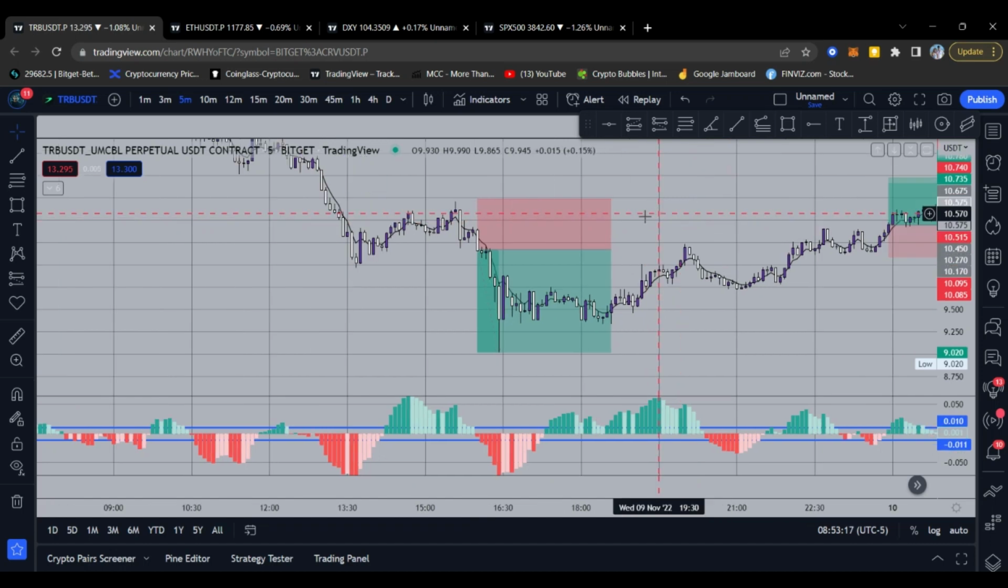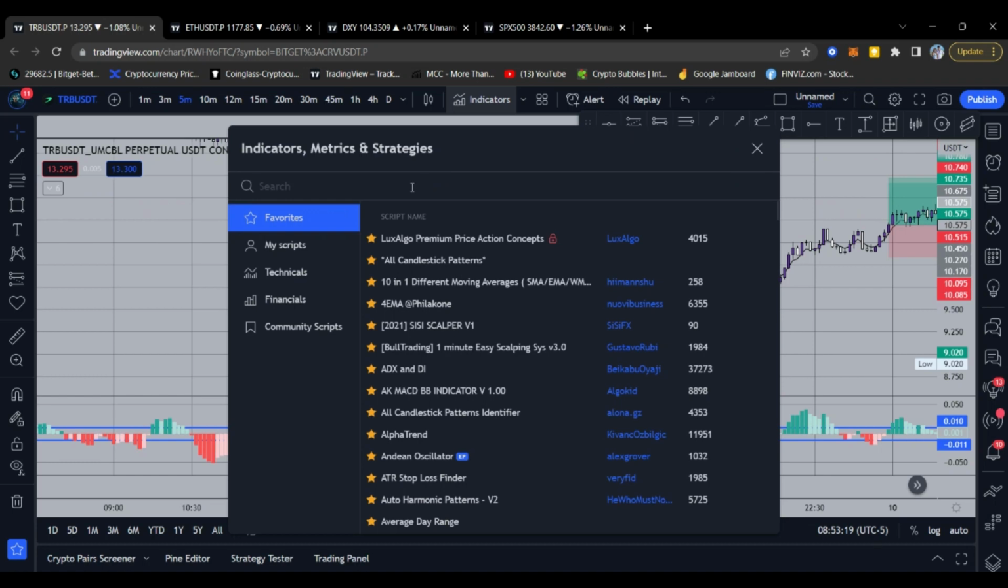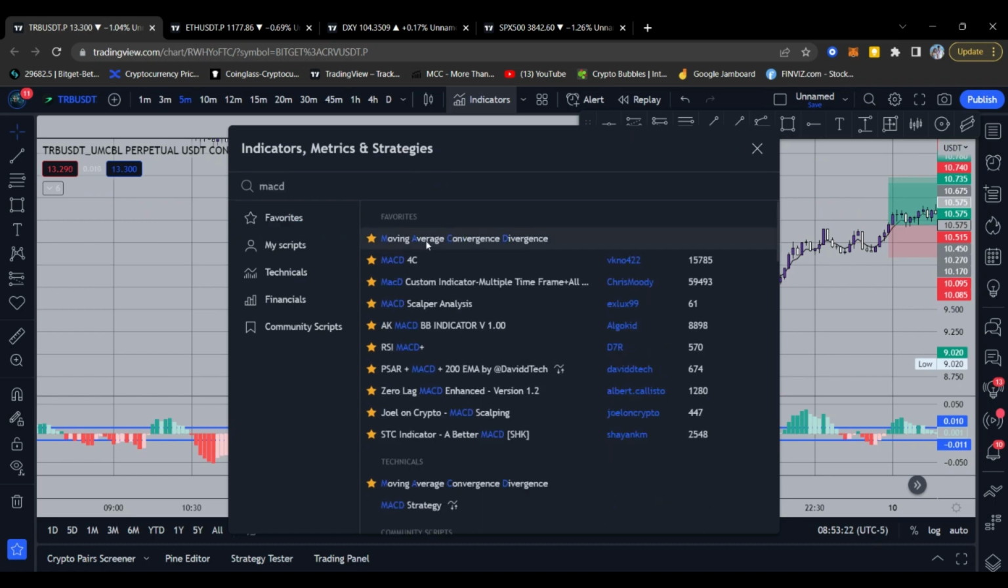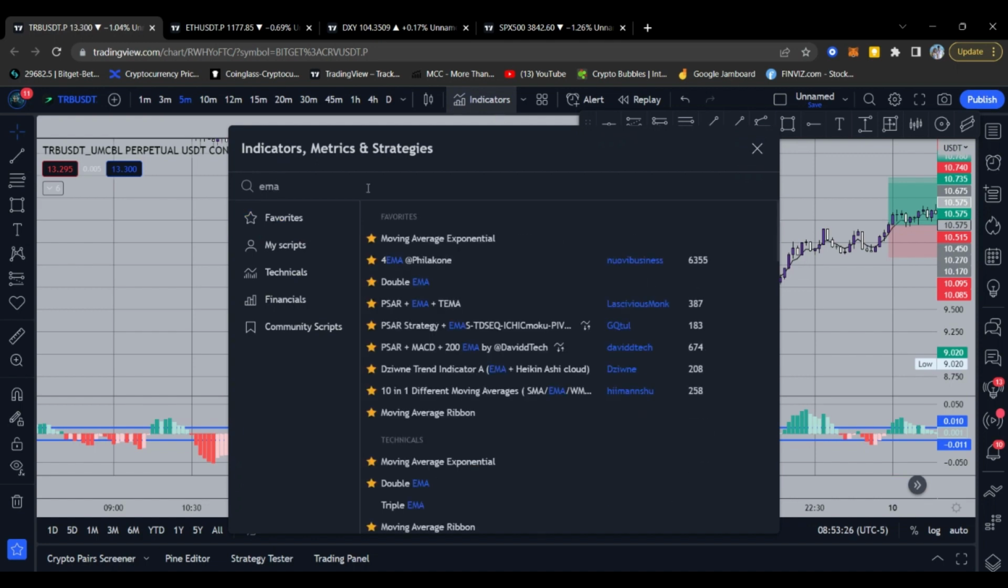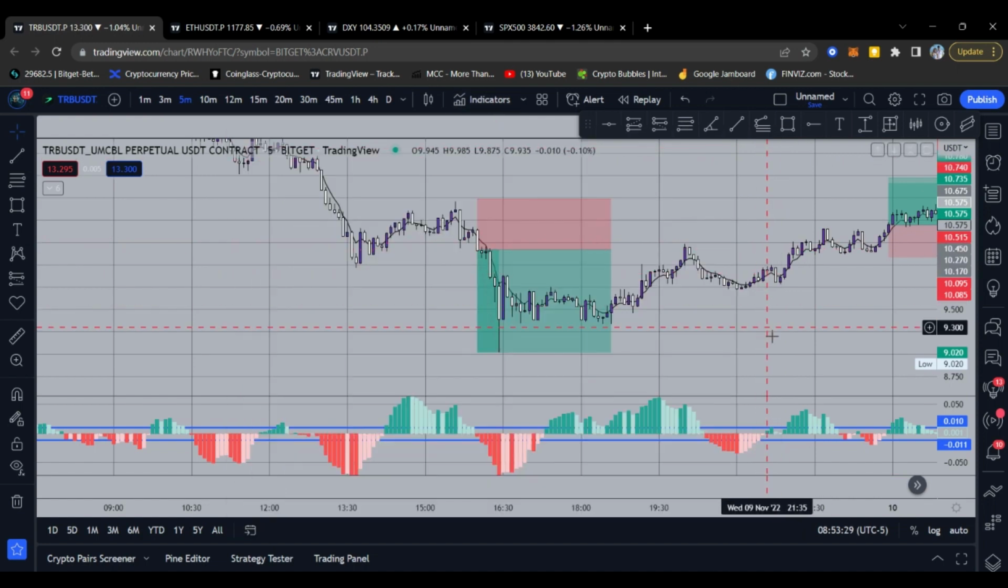Today we're going to go over another 5-minute scalping strategy. For this strategy, we're going to use two indicators. First indicator will be the MACD, moving average convergence divergence. Second indicator will be the EMA, exponential moving average.